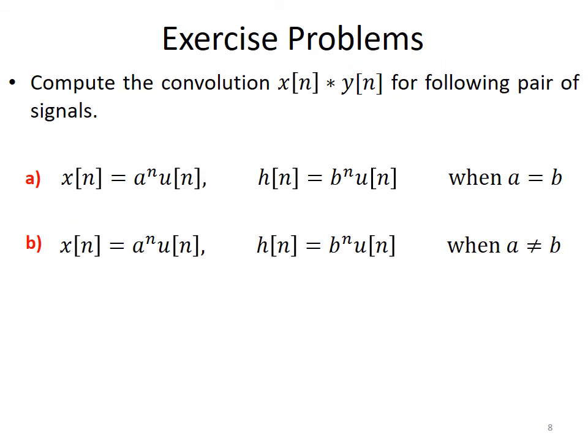Now a similar example is given for your exercise, in which you have to compute the convolution of x of n and h of n. Now x of n is given by this equation, and h of n, the impulse response, is given by this equation. Both these signals are multiplied with the unit step function. It means they are both causal, in both a and b, right? So in this case we have to assume a equal to b and then solve the same example when a is not equal to b.